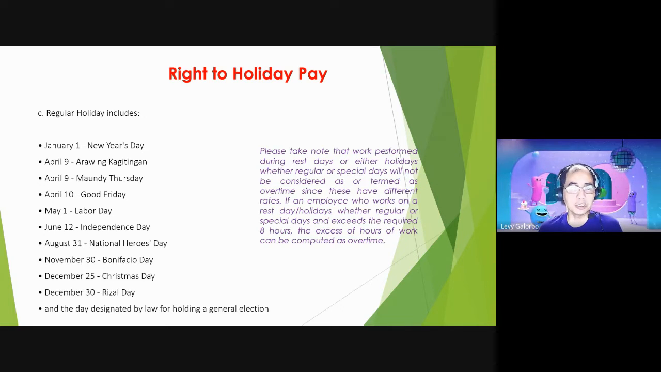So sinasabi lang dito na magkaiba yung rate kapag mga holiday tsaka yung overtime. Hindi siya ma-consider na overtime kasi magkaiba sila ng rate. Ngayon, kapag nag-overtime ka pa for that holiday, i-apply natin yung rates ng overtime.